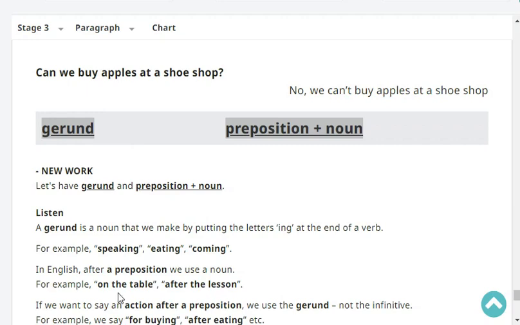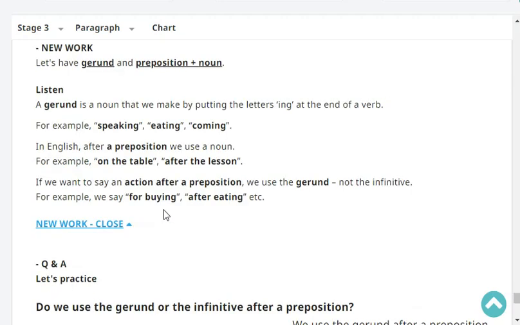A gerund is a noun that we make by putting the letters ing at the end of a verb. So if the verb is speak, to make it a noun, we put ing. Speaking, eat, eating, come, coming. In English, after a preposition, we use a noun. For example, on the table, after the lesson. So table and lesson are nouns.